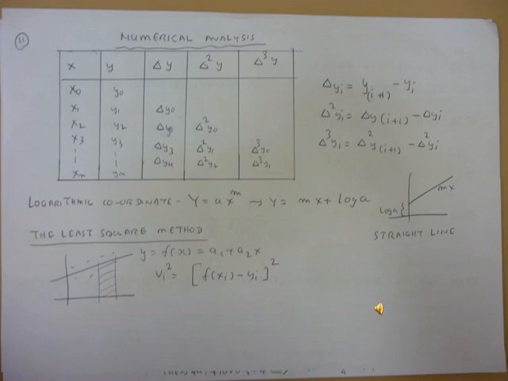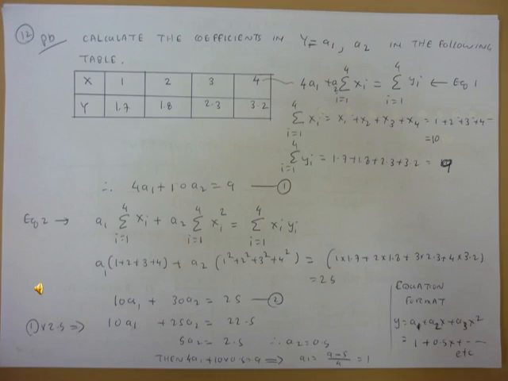The problem is given a table. The h values are 1, 2, 3, 4, and the y values are 1/7, 1/8, 2/3, 3/2. So those values are given. In this case, we have to calculate the coefficients for y equal to a1 plus a2 h. Those coefficients you have to determine.